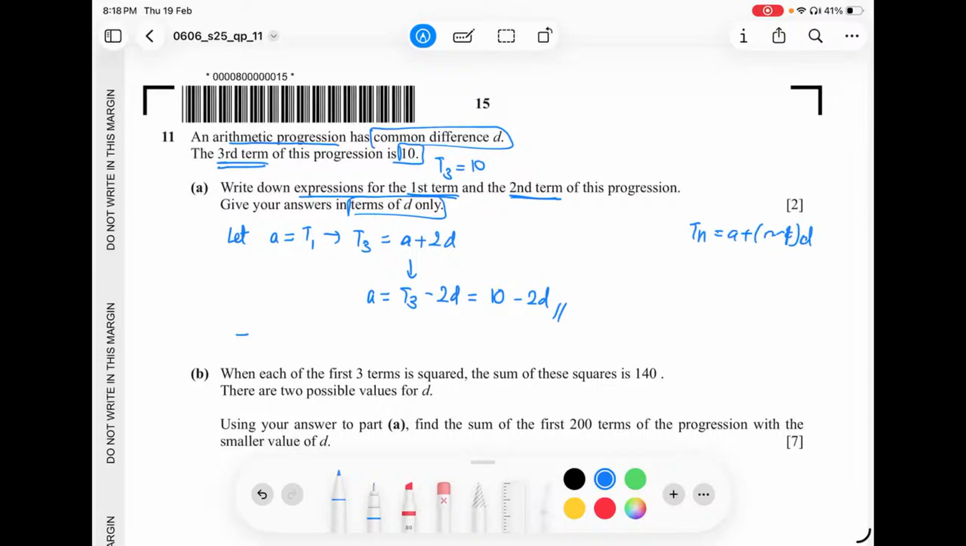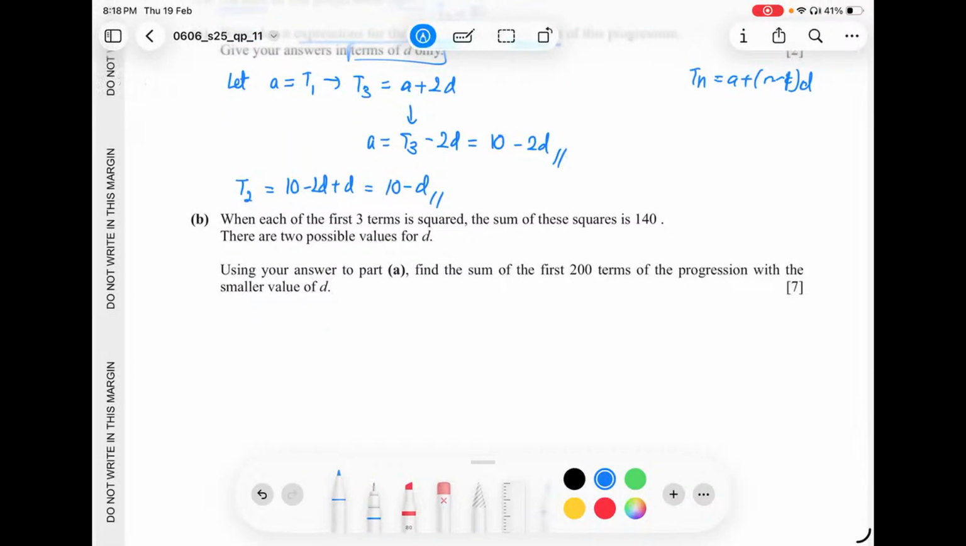So a is going to be the term 1. Then T2 is going to be 10 minus 2d plus d, which is going to give you 10 minus d. So that's a very straightforward answer. I've just elaborated on the explanation a bit. So how do you transpose from T3 to T2 to T1?